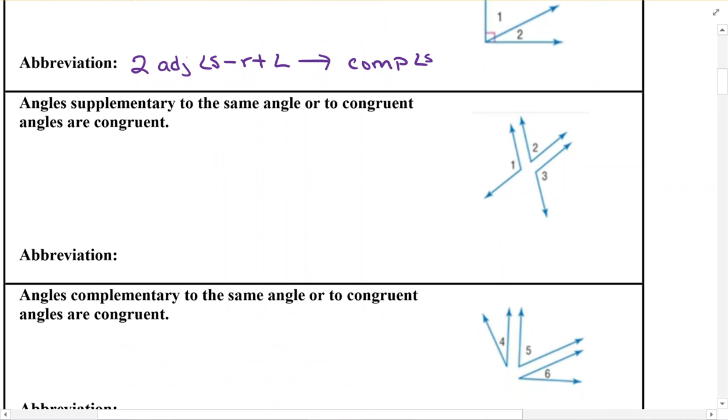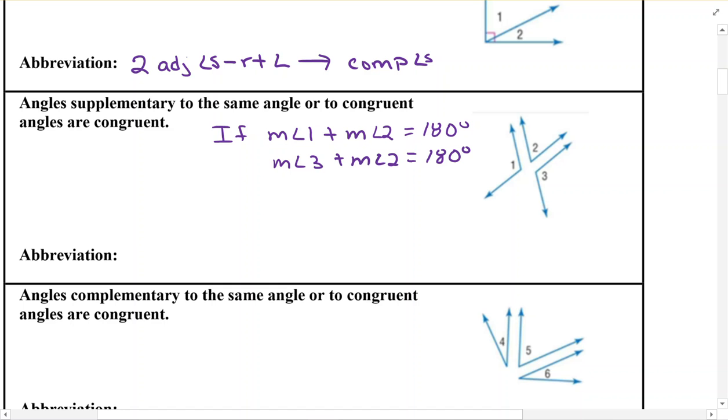Angles supplementary to the same angle or to congruent angles are congruent. So in this picture, if the measure of angle 1 plus the measure of angle 2 equals 180, in other words, they're supplementary, and the measure of angle 3 plus the measure of angle 2 are supplementary, so they equal 180 degrees. Well, angle 2 then is supplementary to both 1 and 3, so therefore angle 1 has to be congruent to angle 3.